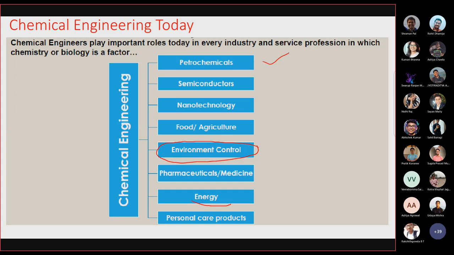So another is personal care products. Chemical engineering also deals with personal care products, especially in winter time. We all use moisturizers and emulsions, right? Emulsions and other personal care products are also produced in the chemical process industry. So chemical process industries deal with not only base components, but also very specialty products.